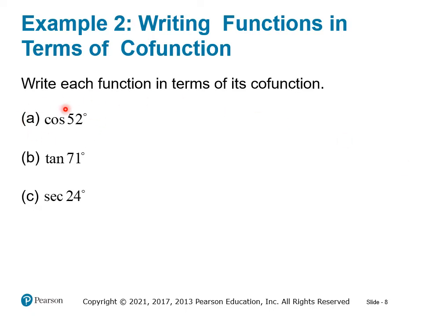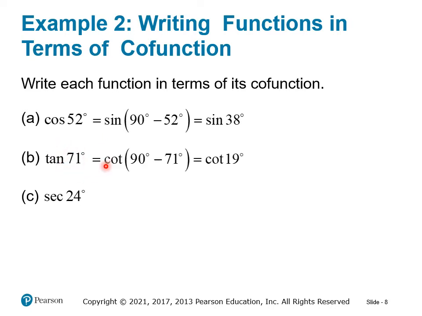So with this in mind, write each function in terms of its cofunction. Okay? So the cosine of 52 is equal to the sine of the angle complementary to 52. So it's equal to the sine of 90 minus 52, or specifically the sine of 38. The tangent of 71 is equal to the cotangent of the angle complementary to 71, which is 19. And secant, the cofunction is cosecant, and the secant of 24 equals the cosecant of the angle complementary to 24, which is 66. Okay.